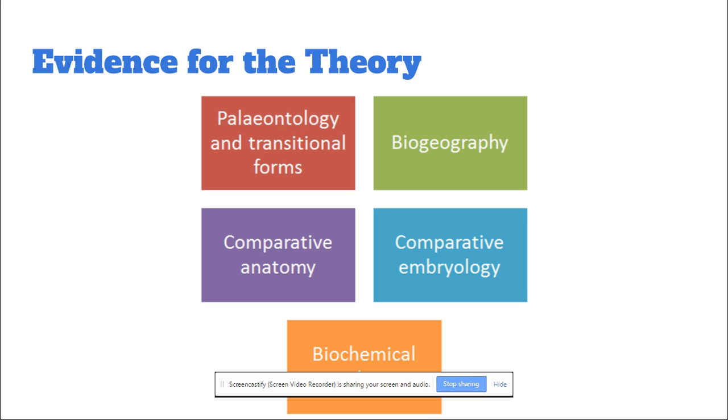So in terms of the evidence for the theory of evolution, there are 5 categories which we're going to cover. We're going to look at paleontology, or the study of fossils and transitional forms. We're going to be looking at biogeography, comparative anatomy, comparative embryology, and biochemical analysis.